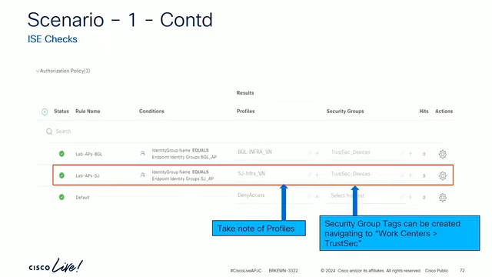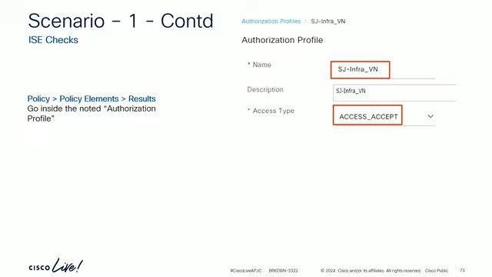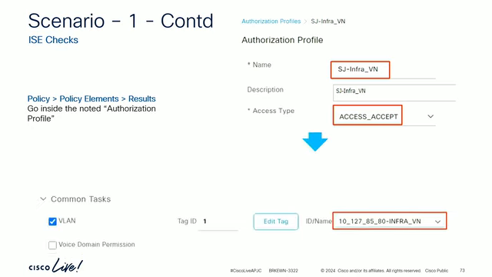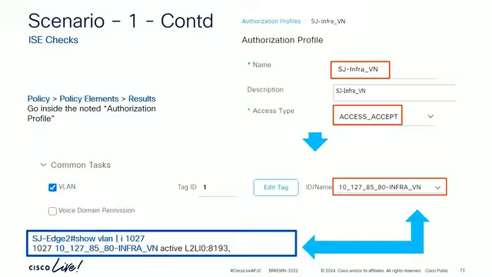If you see here, this was mapped here, right? So if you just go to the authorization profile, in the policy elements and results, in the same authorization profile, if you just go down, the access type needs to be access accept. And very important, the VLAN name. The VLAN name, if you remember, from the edge, the same name has to be here.